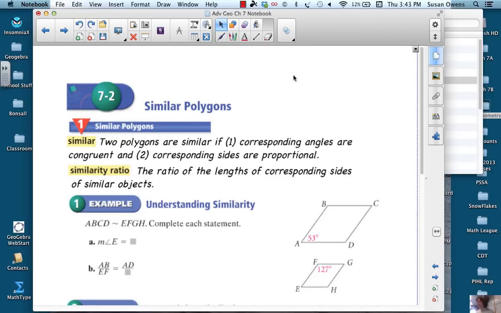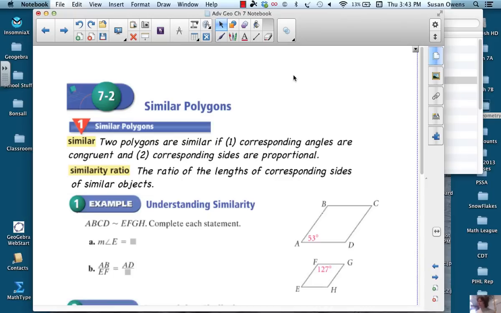Today's video is for Advanced Geometry, Chapter 7, Section 2, Similar Polygons. So just like when we did congruence, we had one section that talked about congruence for any polygon, and then we started working with triangles, and they had their own theorems and postulates for just triangles. We're going to do something similar for similarity, and that is we're going to have one section that deals with similarity for any polygon, and then we're going to talk about similarity specifically in triangles, and there'll be theorems and postulates that'll make it a little more convenient to do triangles.